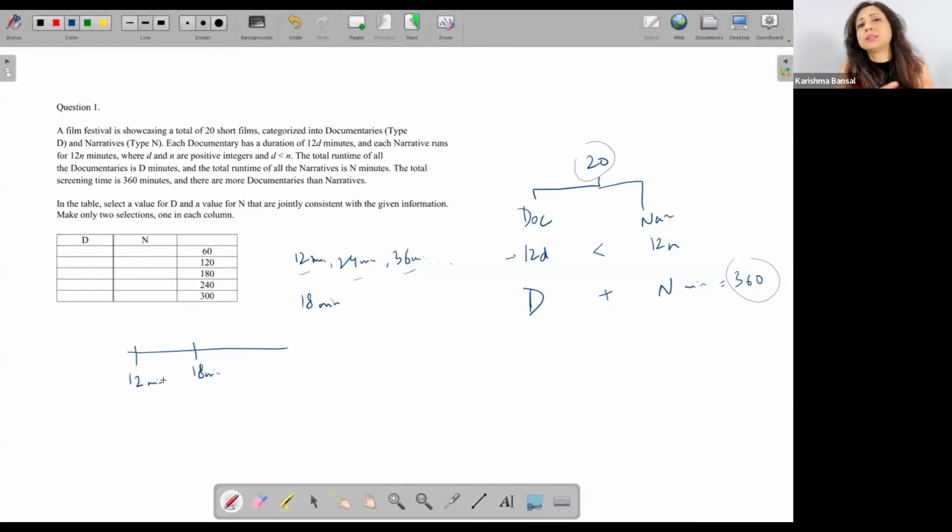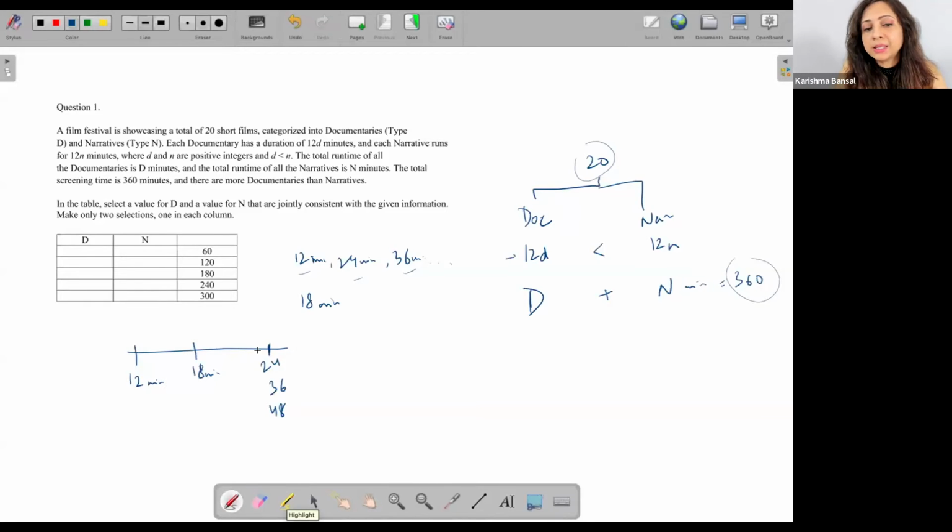Anything lower than 18 other than 12 is not possible, which means that documentaries, and I know documentaries are of the smaller duration, the duration is 12 minutes, and I know this small d is equal to 1. This I understand now, right? All right. What about the duration of the narratives? I know that it cannot be 12 now because the average is 18. I know that it could be 24 or 36 or 48 or so on and so forth. Right? These are the possibilities.